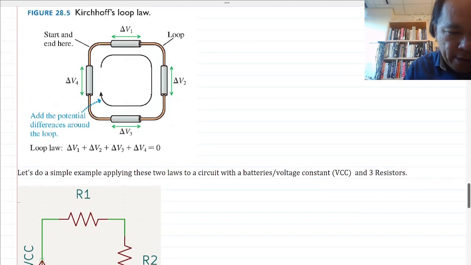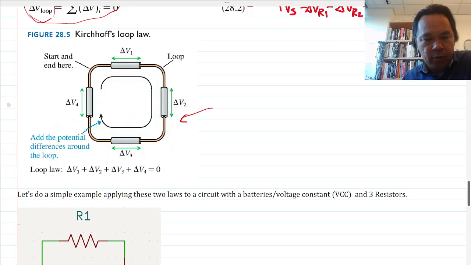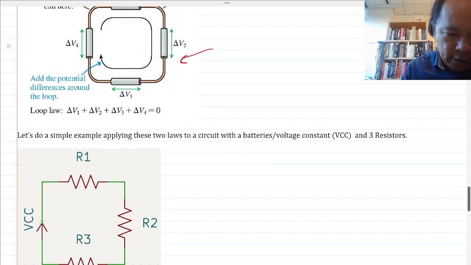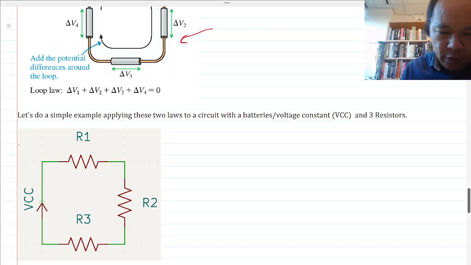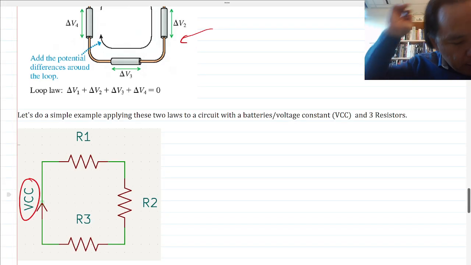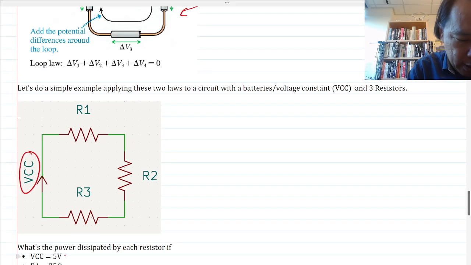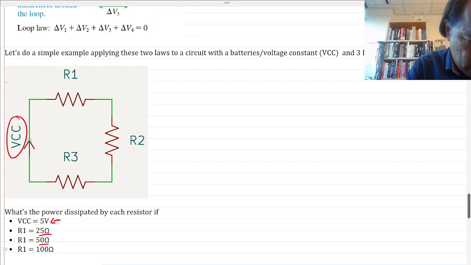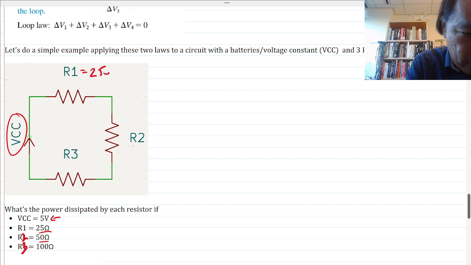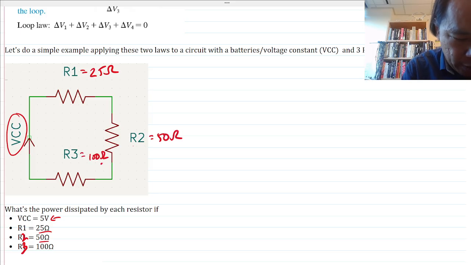Okay. And this is probably more of a general case where you have just delta V of devices. So let's do a quick little example where we have some voltage source, VCC, and let's say VCC is at 5 volts. And then we have some resistance. The first one is 25, the second one is 50, the third one is 100. So you have 25 ohm, 50 ohm, and we have 100 ohm here.